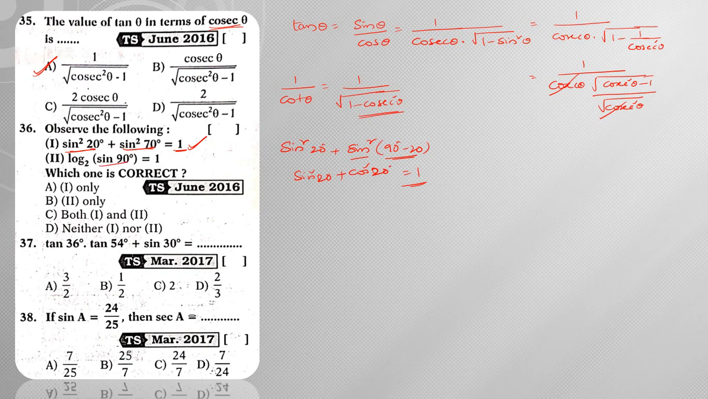Next, sin 90 degrees. So the value of sin 90 is 1. So log 1 to any base is 0. Hence it is not correct. So only 1 is true.